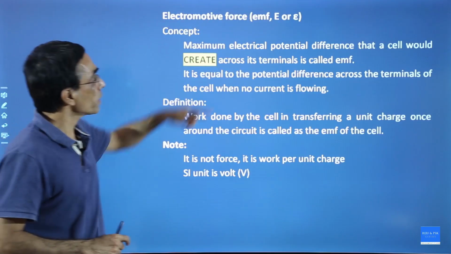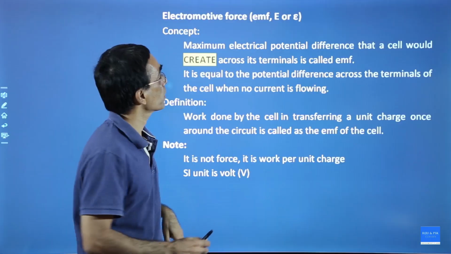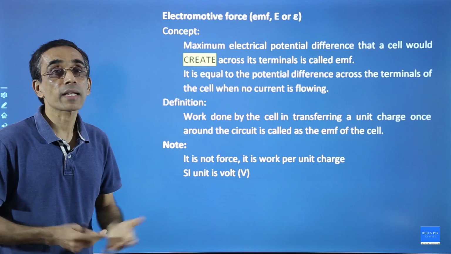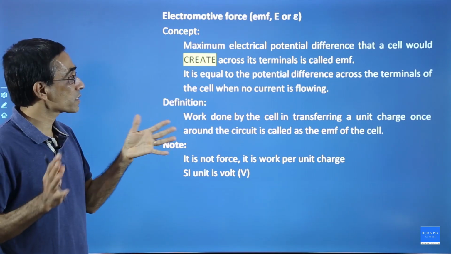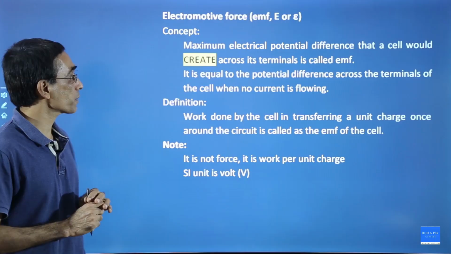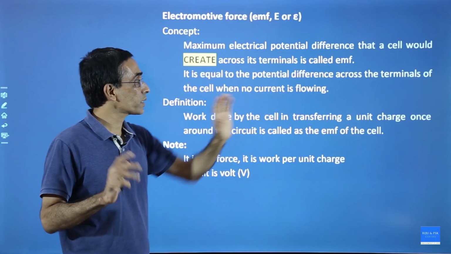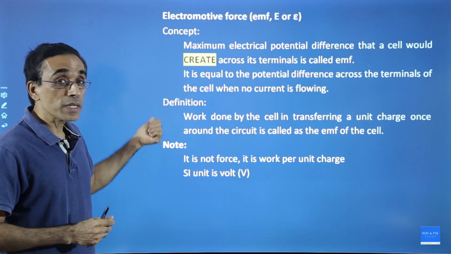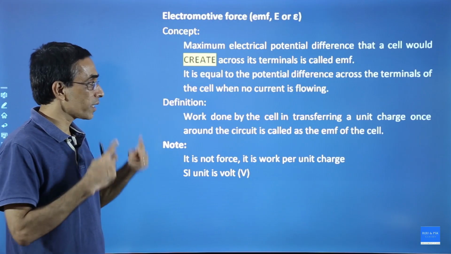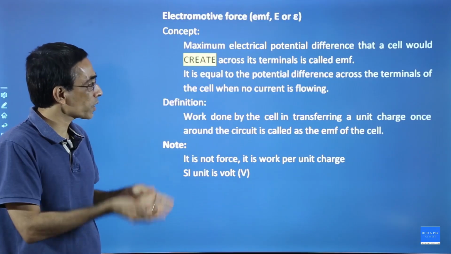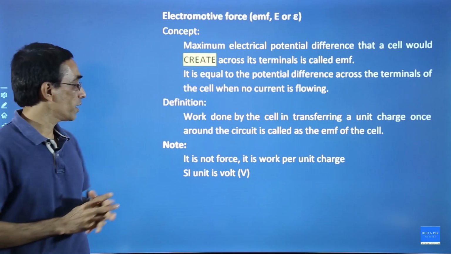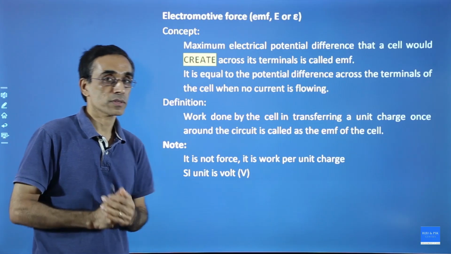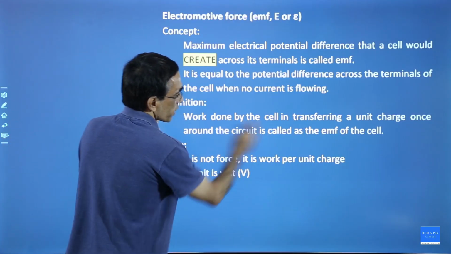Electromotive force, written as E or sometimes as epsilon. What is the concept of this one? The maximum electrical potential difference that a cell can create across its terminals is called EMF. It is equal to the potential difference across the terminals of the cell when there is no current flowing. Definition: work done by the cell in transferring a unit charge once around the circuit is called the EMF of the cell. Important point, it is not a force, it is work per unit charge, its unit is not Newton, it is volt. For examination, you write this definition.